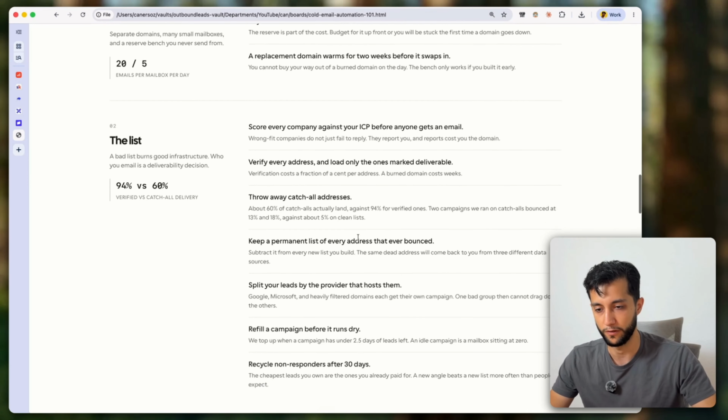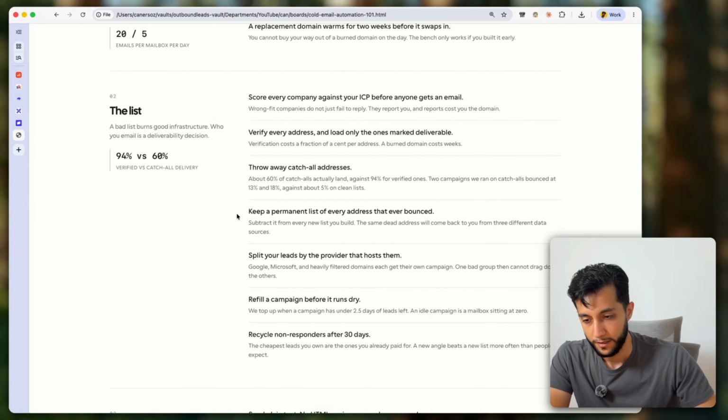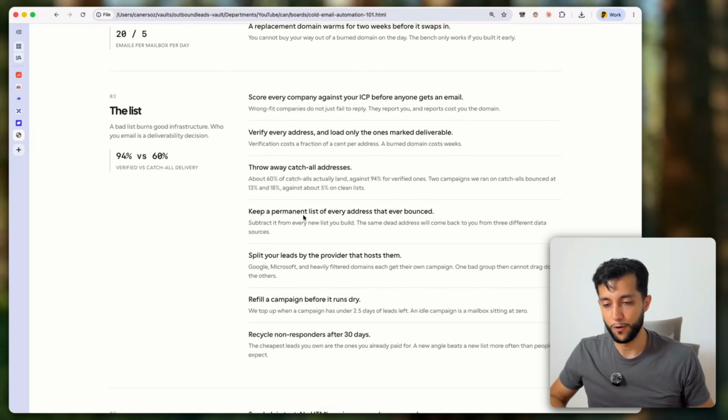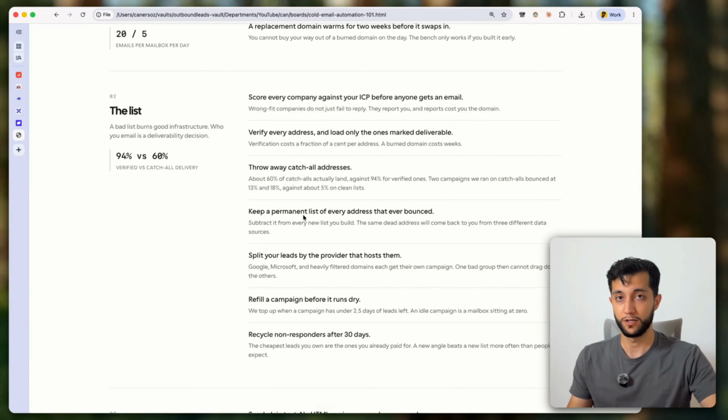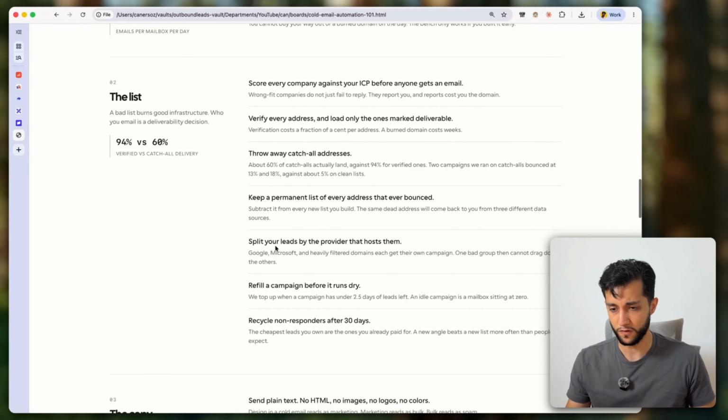So we're not going to do that. Yes. Then, obviously, we keep a permanent list of every address that ever bounced. So we have a database of people that we're never going to email ever again. That's very important.